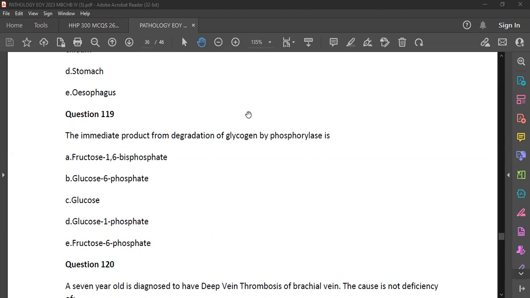Right, the immediate product from degradation of glycogen by glycogen phosphorylase is going to be glucose 1-phosphate. I'm not going to emphasize that one, more biochemistry and that whole process.